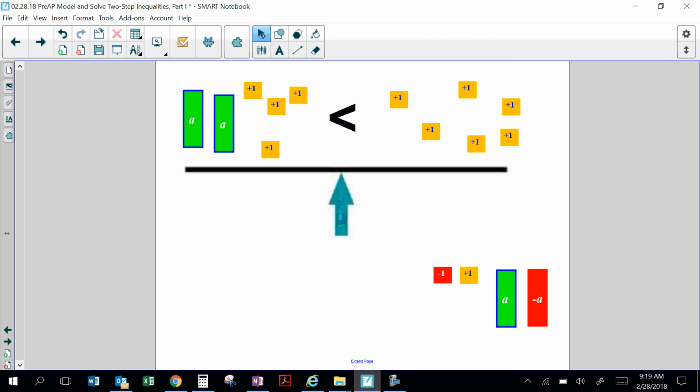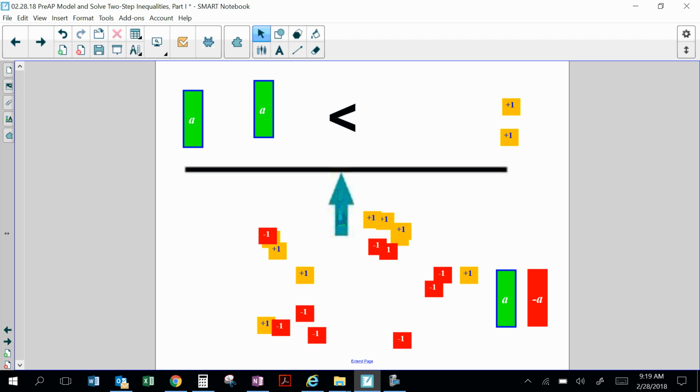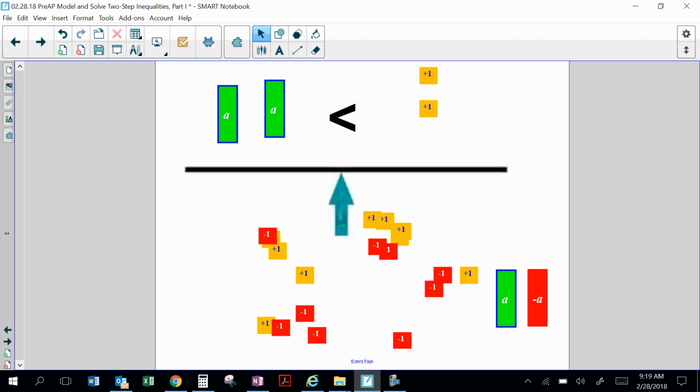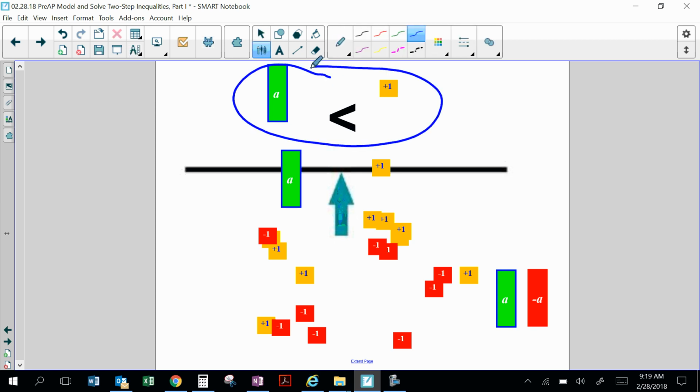Welcome back. So how did you do it? Did you do it this way? To get rid of these 4 positive units, did you take out 4 negatives and put them on both sides? Did you get rid of 0 pairs? Like this. So A and 2. So each A needs 1. So did you get A is less than 1? If so, you solved it correctly.